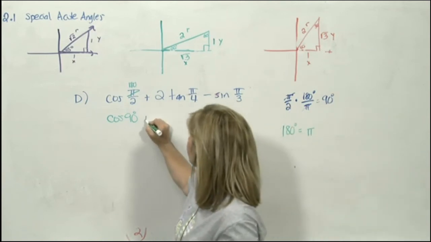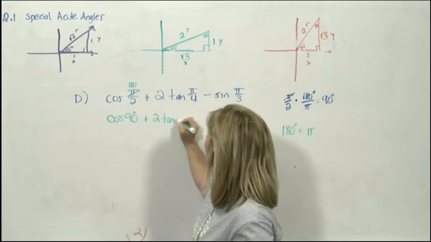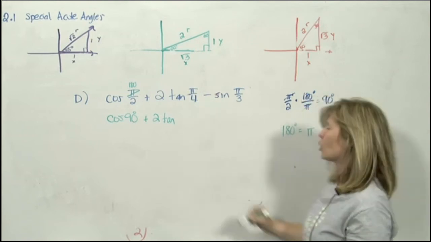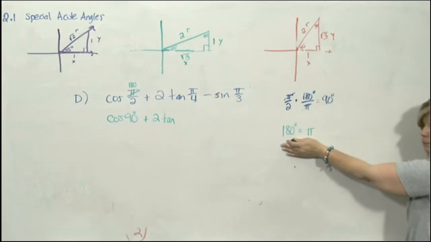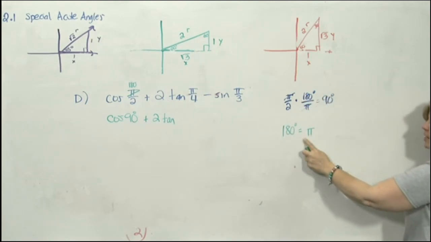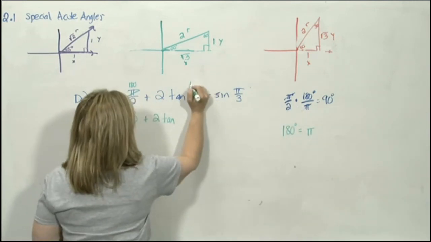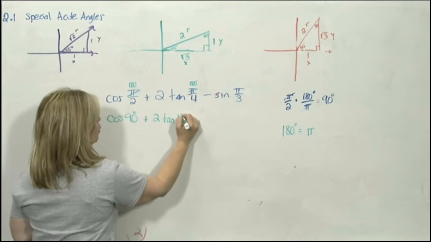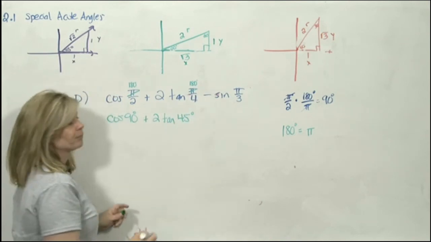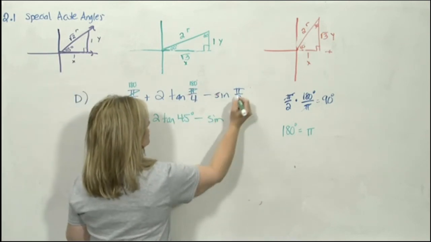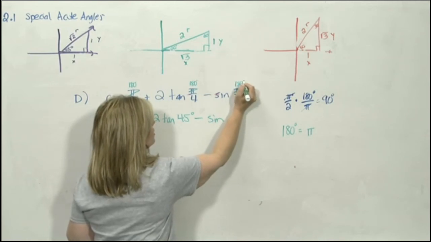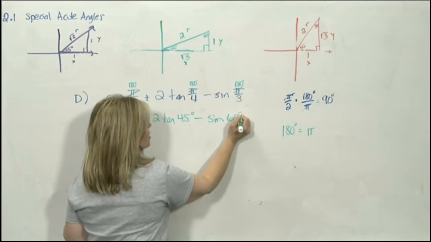Over here, this is plus 2 tangent. This is pi over 4. So according to section 3.1, 180 degrees can be replaced when you see a pi. So that's 180 degrees over 4, which is 45 degrees. Minus sine, that's pi, 180 degrees divided by 3 is 60 degrees.